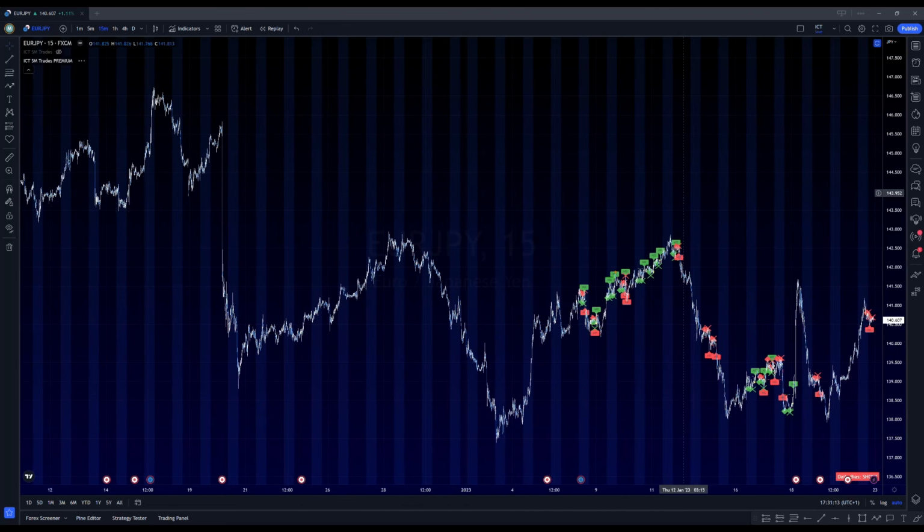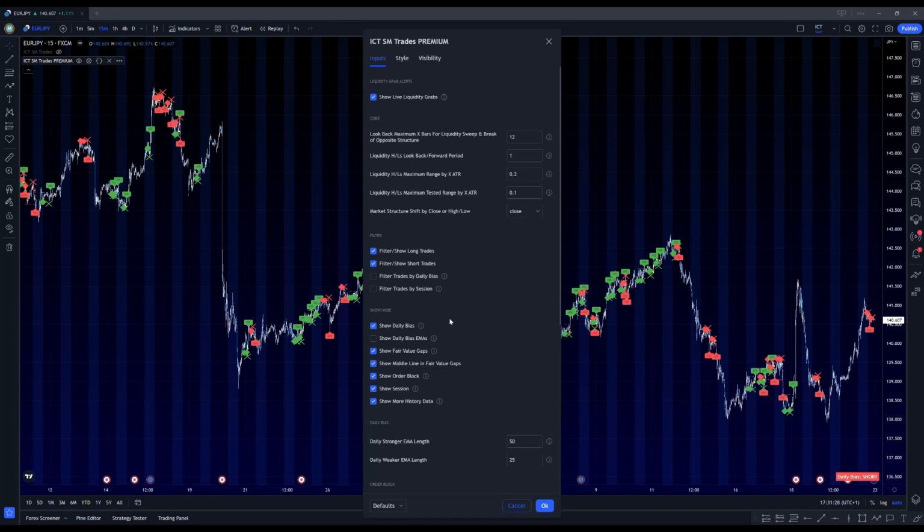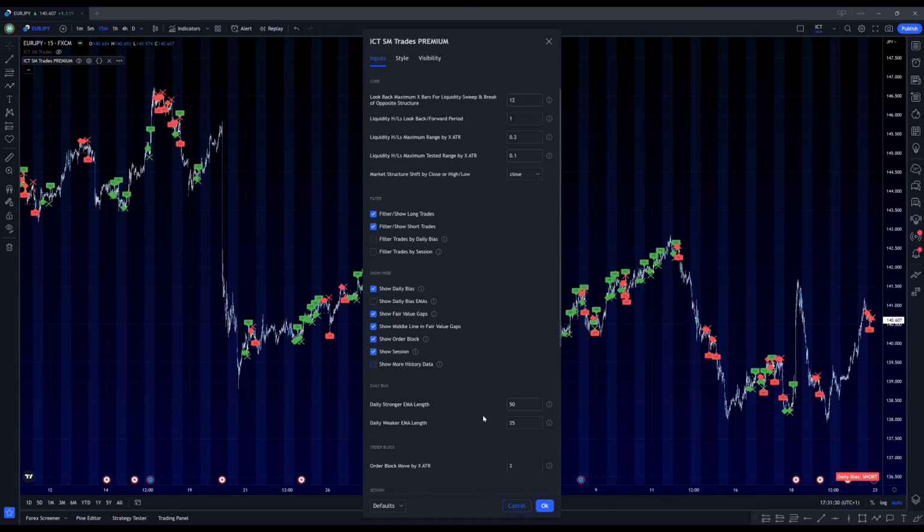So we can wait for it to load. Still loading. And yes, we can see a lot more trades, okay? But I will turn it off to let the indicator be fast.